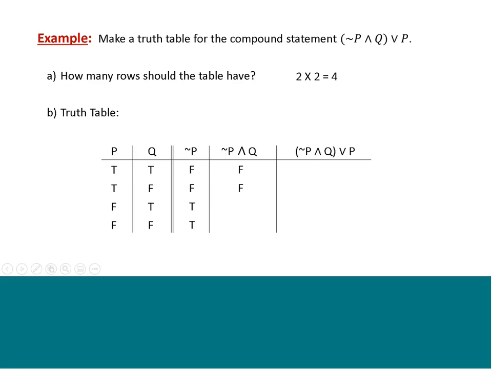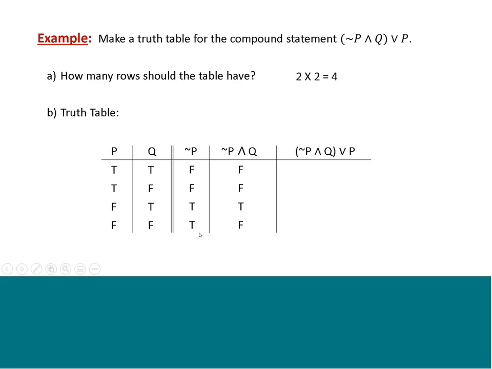Now for the last 2 rows, not P is true, so there's a potential that we could get some true answers here. So what do you guys think? Row 3, should I put a true or a false? Yep, so this one should be a true because we have true and true. That'll give us a true. And last row is false and true. There was at least 1 false, so that one would give you back an answer of a false.